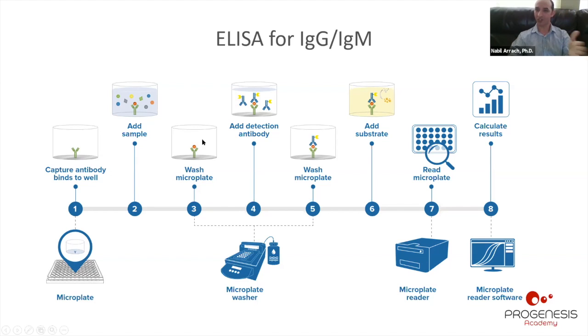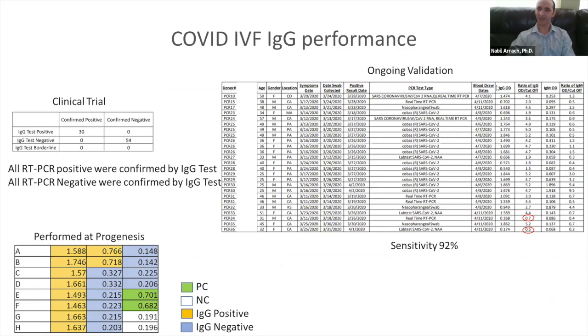Then you have to wash the well, and then you have to add the conjugated antibody that is conjugated with an enzyme that will basically turn a blue substrate to a yellow color. That yellow color will absorb, so you have to have a plate reader, and it will turn that into a quantitative test, showing you the amount of antibody detected. This is the test that we currently use in the lab.